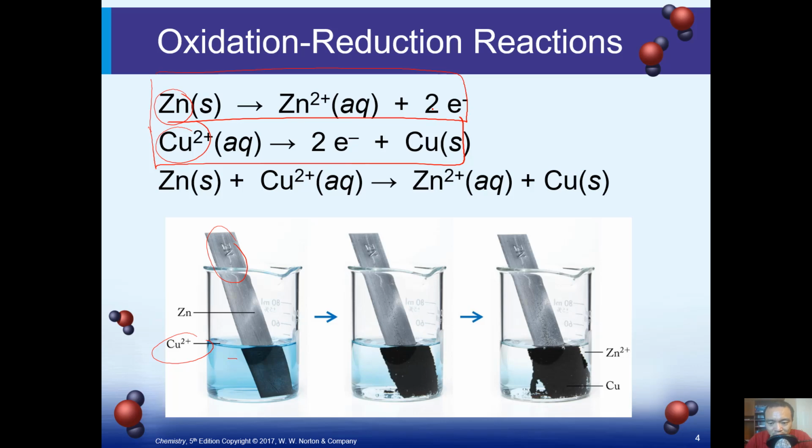As the reaction proceeds, the concentration of the copper 2 ions in the solution decreases and the characteristic blue color decreases, because we do know copper 2 ion carries the blue color. The formation of copper on the surface of the zinc metal is obvious by the black solid precipitate. The reaction is balanced because the number of electrons lost by zinc equals the number of electrons gained by copper. Both are 2 electrons, as you can see in this process.